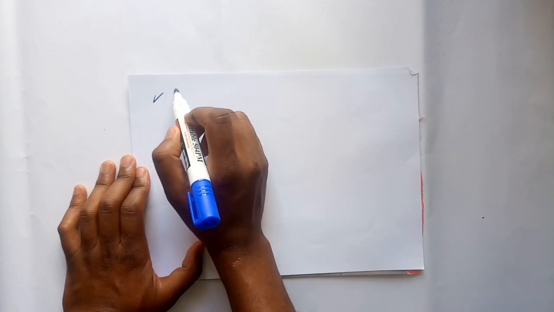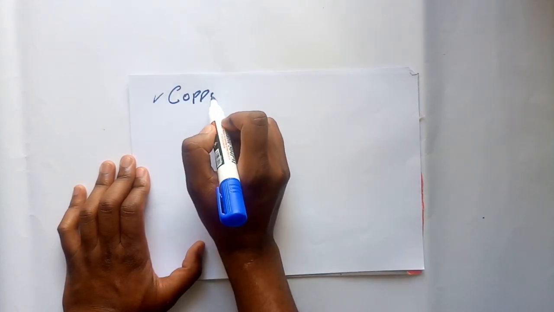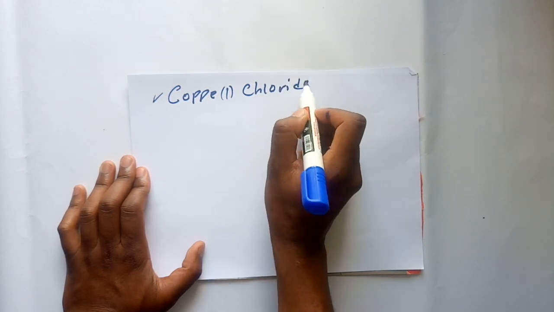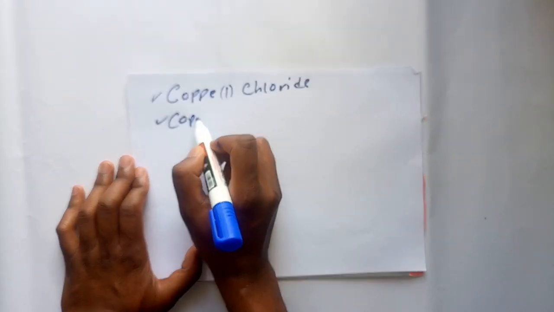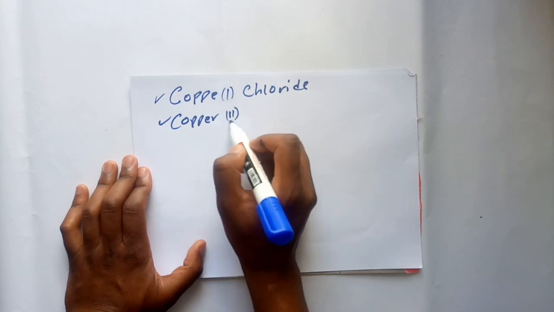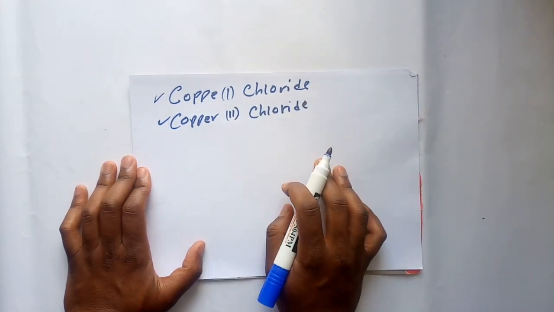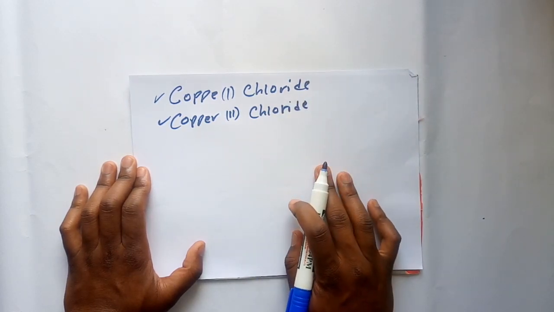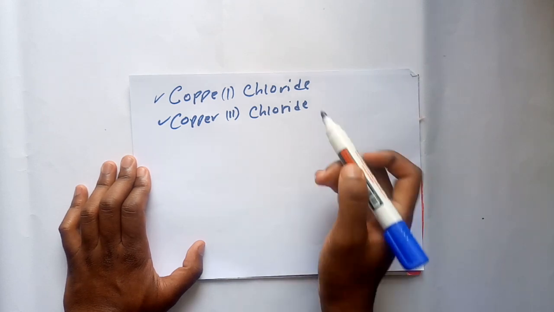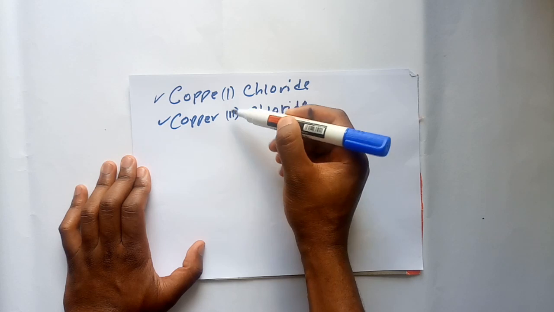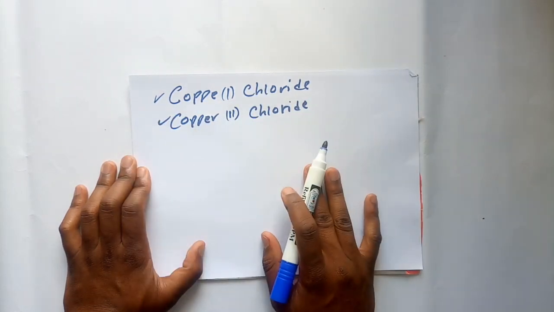You can have copper 1 chloride or copper 2 chloride. Now, these two seem pretty much the same, but they are different. The difference in these two is this number you see here. This number that is written in Roman numerals brings the whole difference in these two compounds.